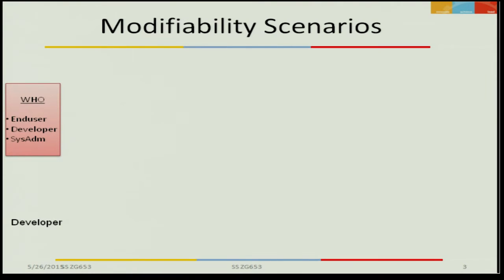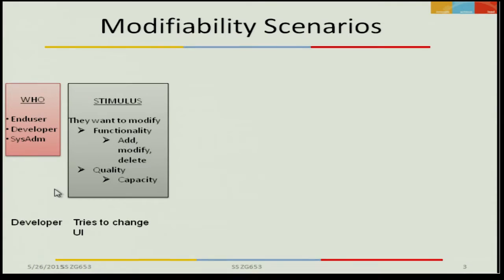To begin with, you have to find out who is initiating this change, this request, or this requirement. In this case, it could be the end user, developer, or system admin. Below this box, who, there is an example. We are illustrating that with a developer. Though there are three possibilities, in this example maybe the developer is initiating the request. What could be the stimulus?